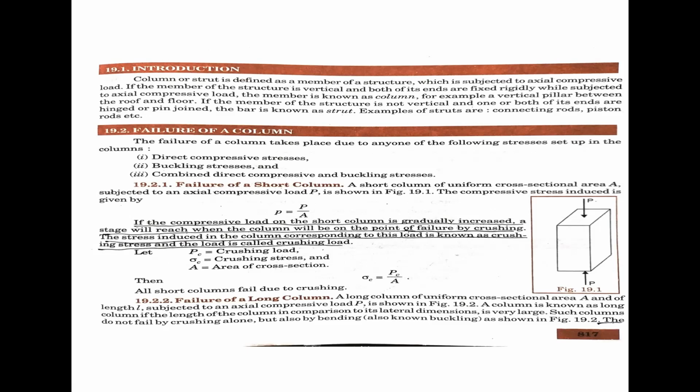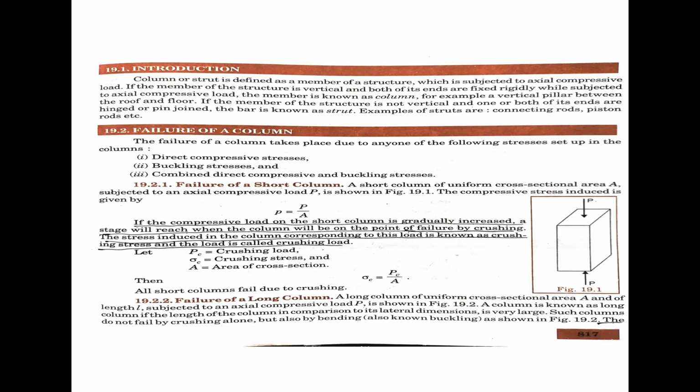Now the second support, hinged support. Hinged support has two reactions: one horizontal, second one vertical. That is the reaction of hinged support. The third one, roller support, has only one reaction, called the vertical reaction. These are the supports for columns. Now, a strut means both ends are hinged. That is called a strut. For example, connecting rods or piston rods. These are examples of struts.